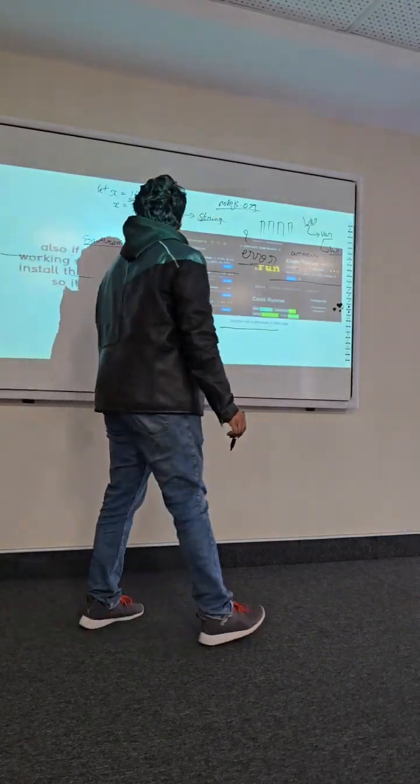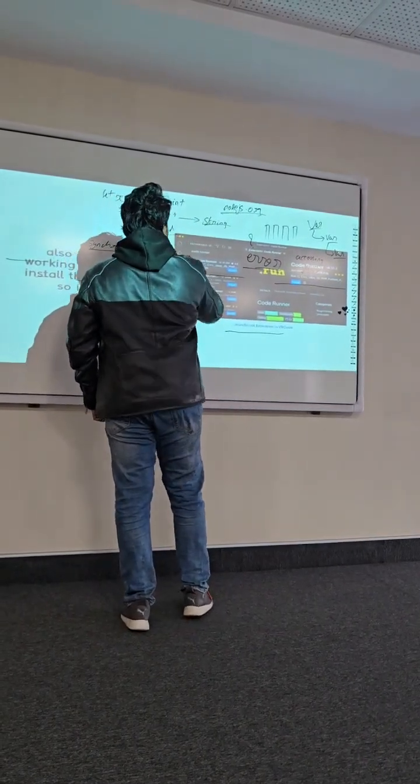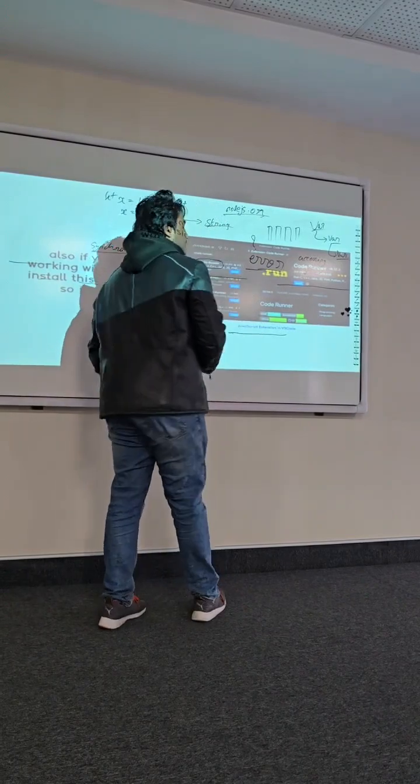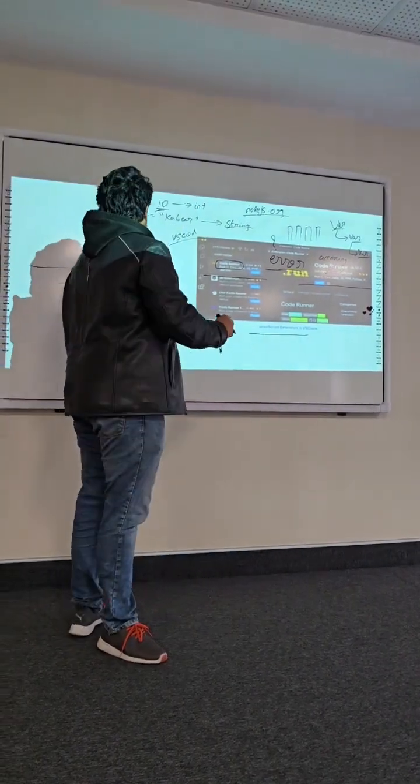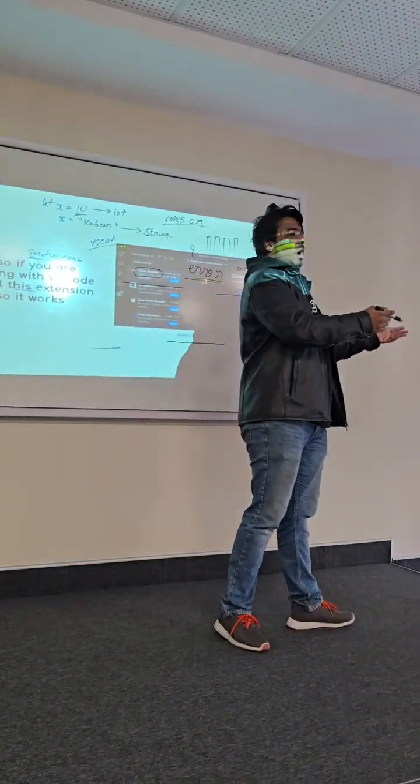This is an old one. And if you're specifically using VS Code, you need to have this. This is an extension called Code Runner. Now this is very important because this has a lot of the libraries and other stuff that helps you run the code.